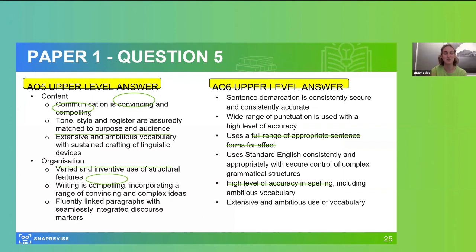Sorry about that. So these would be some of the criteria for getting an AO5 upper level answer and an AO6 upper level answer. For content and organization, you have to have convincing and compelling communication, and you have to have a tone which is supported throughout the story, that it's appropriate for what you're trying to do to the reader. Try and use extensive vocabulary. So instead of saying the girl looked nice, have something a bit more exciting for the reader.